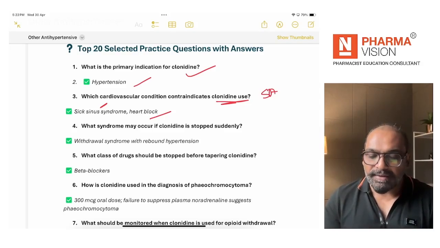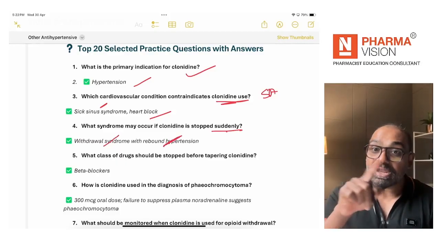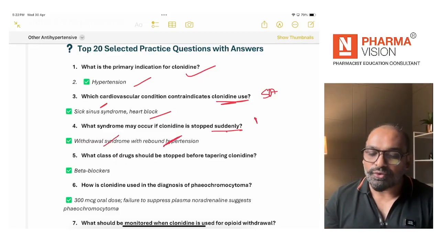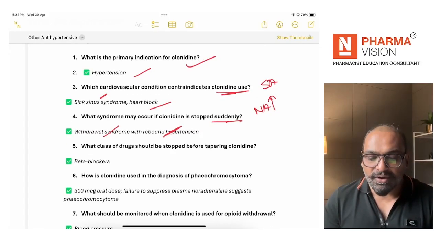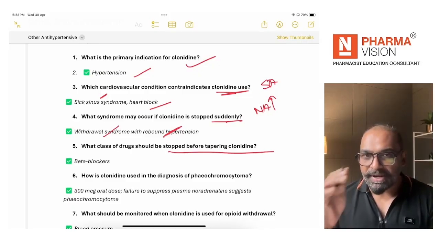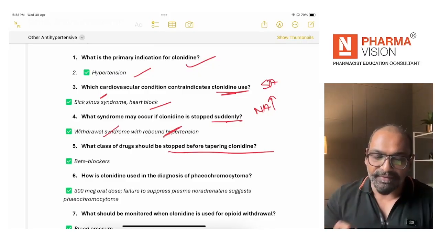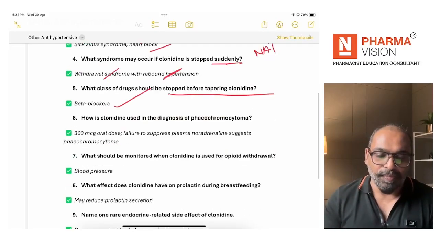What syndrome may occur if clonidine is stopped suddenly? That causes withdrawal symptoms with rebound hypertension due to excessive noradrenaline release. Which class of drugs should be stopped before tapering clonidine? When we start reducing the clonidine, make sure we stop the beta blockers.